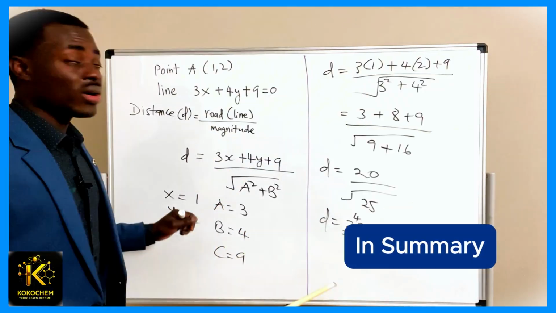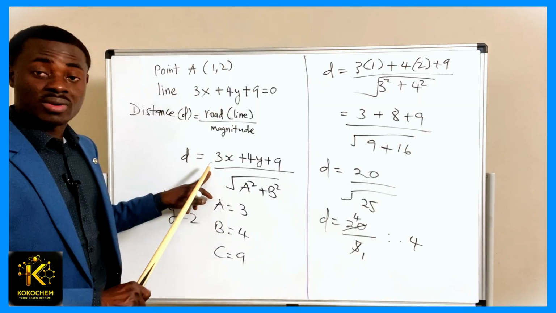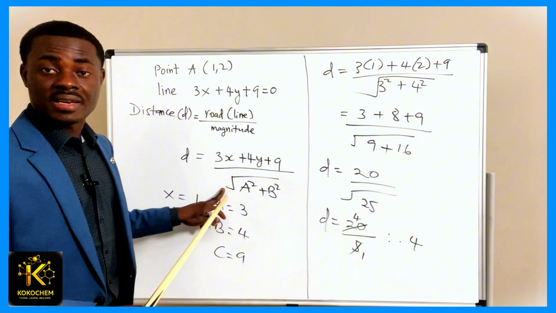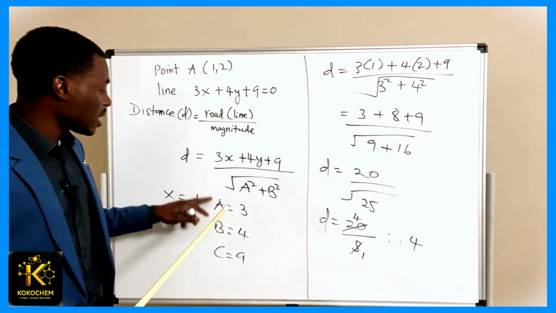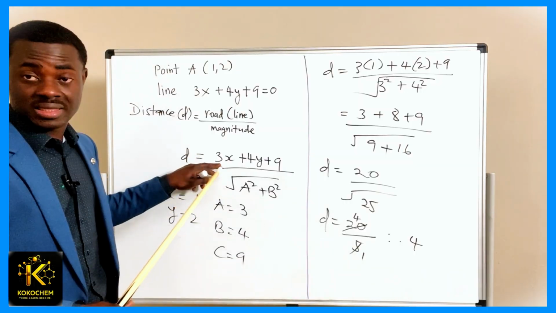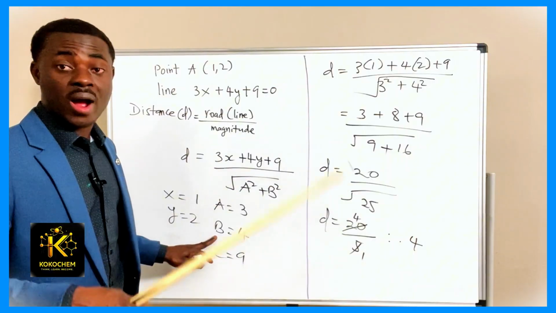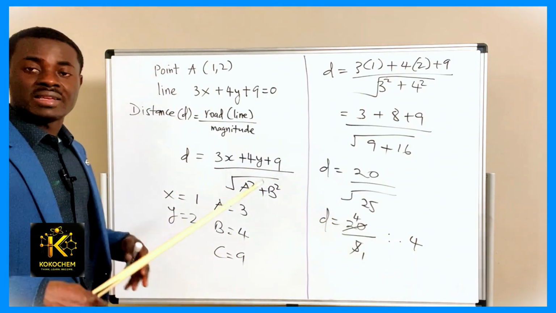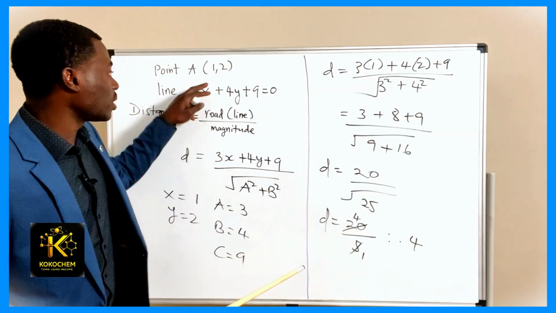So in summary, anytime you get a question of this nature, you use this formula: d is equal to the equation of the line that you've been given, divided by the square root of a squared plus b squared. You know that a will be the coefficient of x in the equation of the line, and b will be the coefficient of y from the equation of the line that you've been given. x and y are the values from the point where you are standing, the point that you've been given in the question.